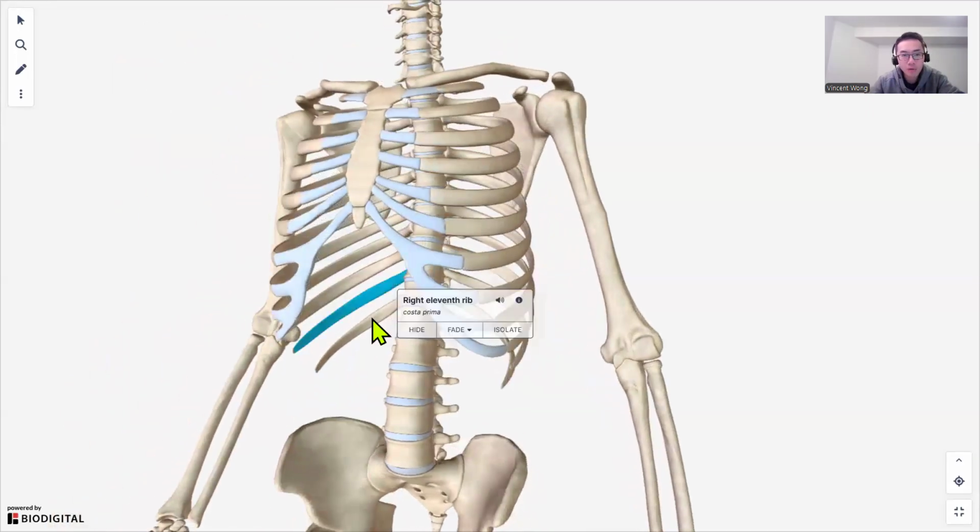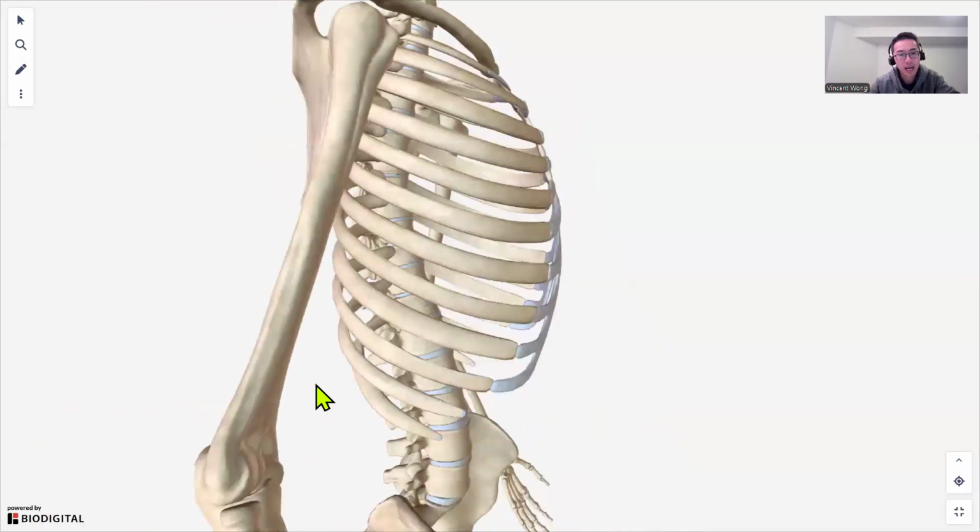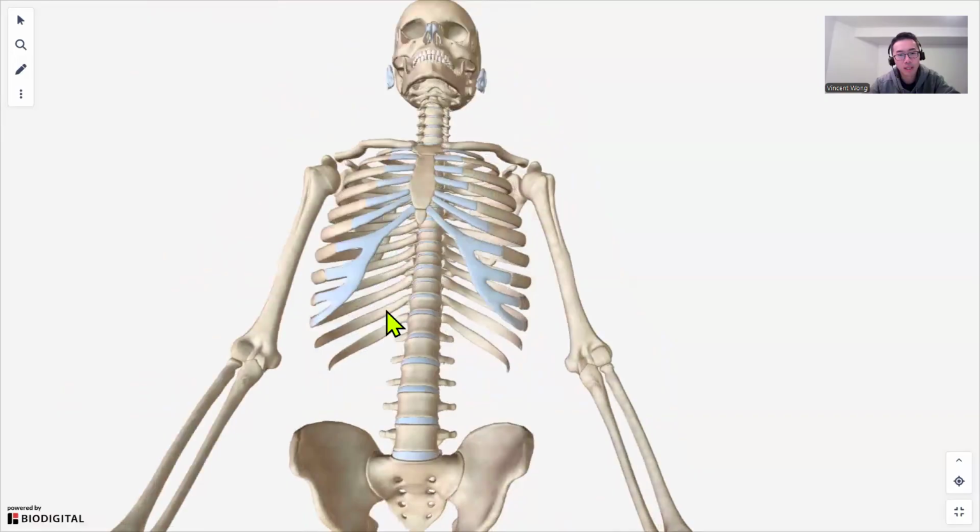11 and 12, they are part of the false ribs, but in addition, they are also called floating ribs because they don't have any cartilage. They are just like fangs sticking out over there, and they never make any connection with the sternum.